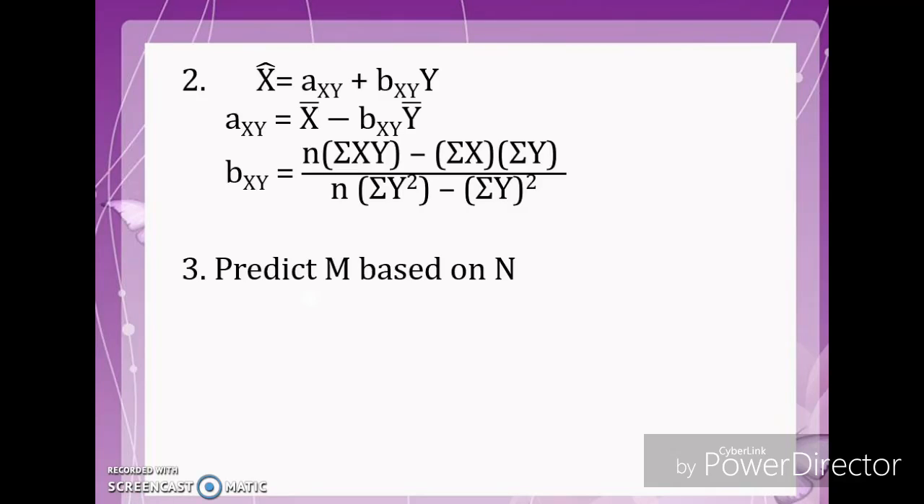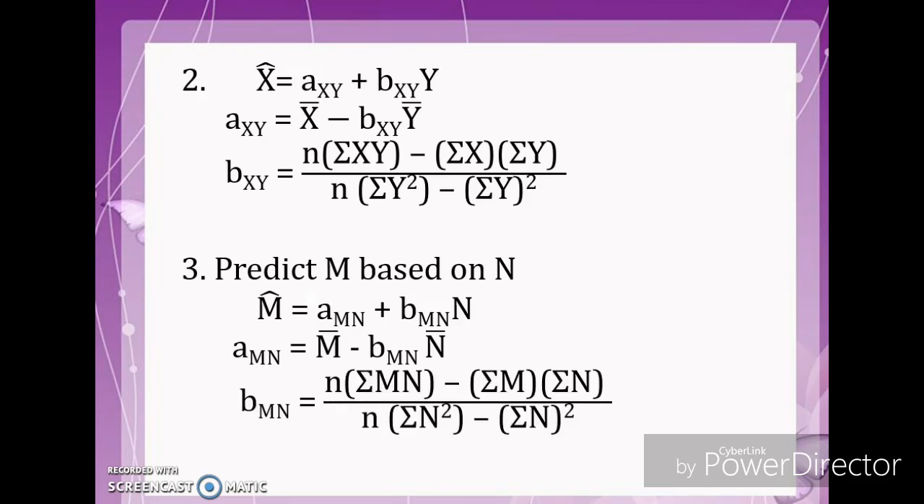So, paano naman pag ganito na yung binigay sa atin? Predict m based on n. So, sinasabi dito na dapat yung m yung dependent variable at yung n yung independent variable. So, sinusulat natin to as predicting m is equals to a sub mn plus b sub mn times n. Then, a sub mn is equals to the mean of m minus b sub mn times the mean of n. Then, ang b sub mn naman ay n times the summation of mn minus the summation of n times the summation of n all over n times the summation of n squared minus the summation of n quantity squared.